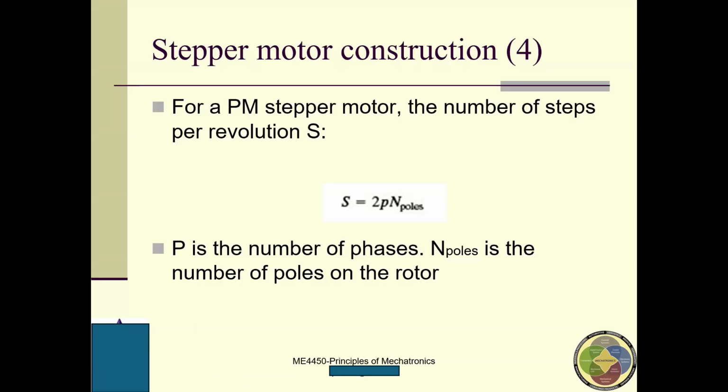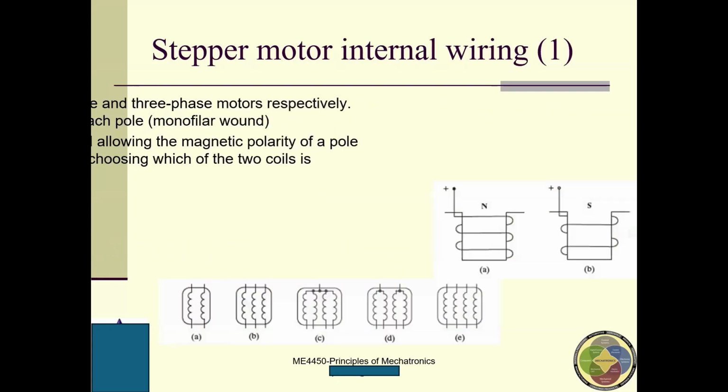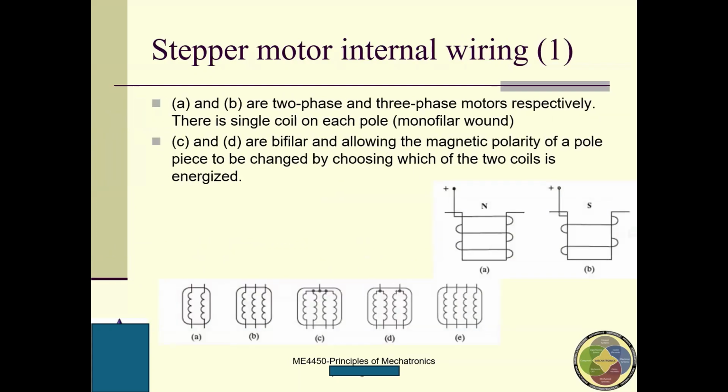So for our case, the number of phases we have is 2. The poles is 2. That's the reason. The poles, number of phases. So this is a 2p, n number of poles. Then we talk about this internal wiring, and we know the direction of the current is very, very important. And then we talk about how we weld.